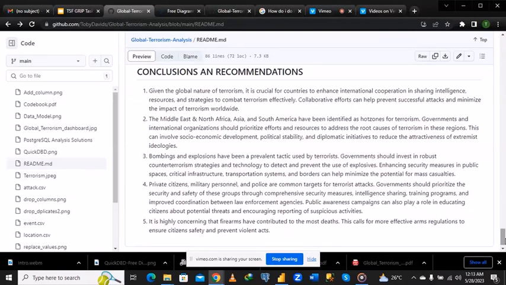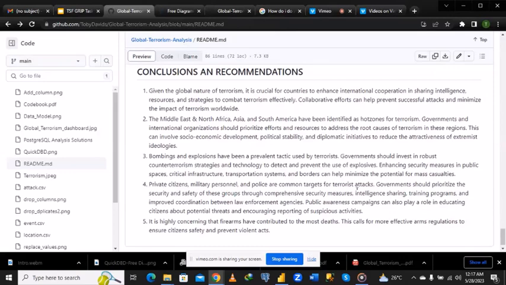Number 4, citizens, military personnel, and police are common targets for terrorist attacks. Governments should prioritize the security and safety of these groups through comprehensive security measures, intelligence sharing, training programs, and improved coordination between law enforcement agencies.